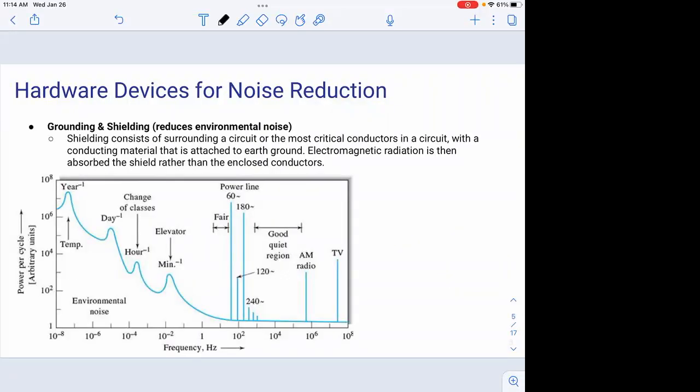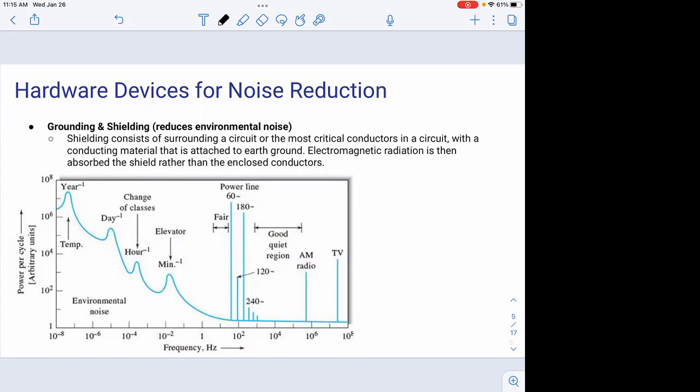So let's talk a little bit about how we can reduce noise. There are some hardware options for you. You can use grounding and shielding, which reduces environmental noise if this is a problem for you. Shielding consists of surrounding a circuit, or the most critical conductors in a circuit, with some sort of conducting material that's attached to earth ground, right? So that grounding wire or shield absorbs the errant electromagnetic radiation rather than the enclosed conductors that we don't want to have that noise present in.